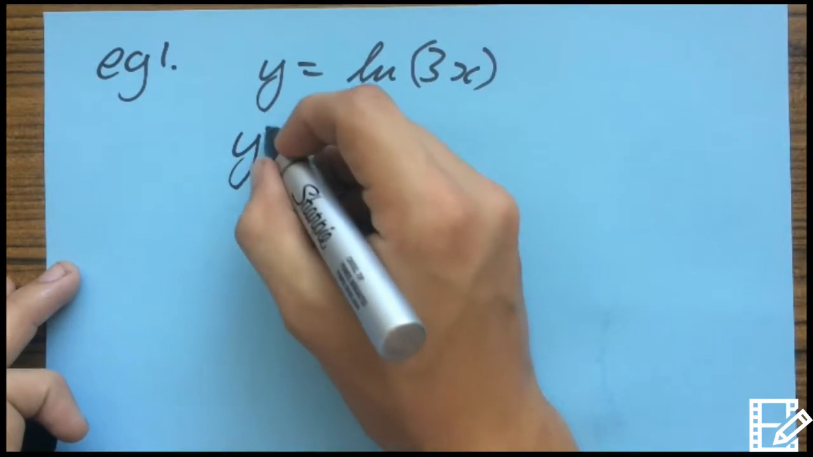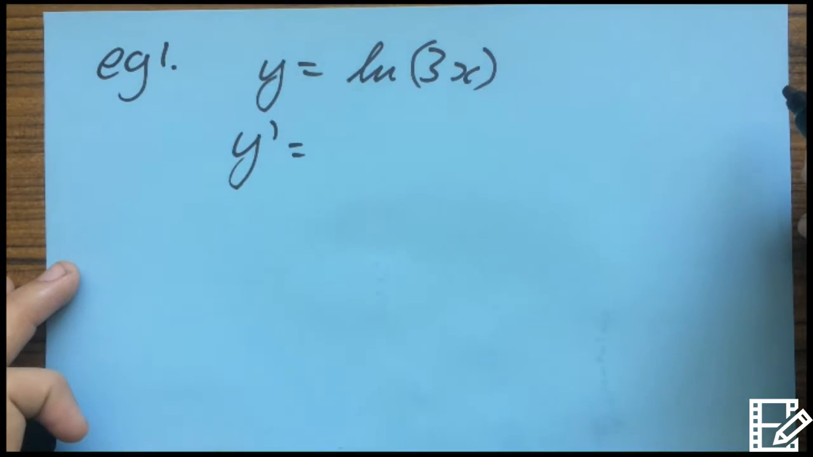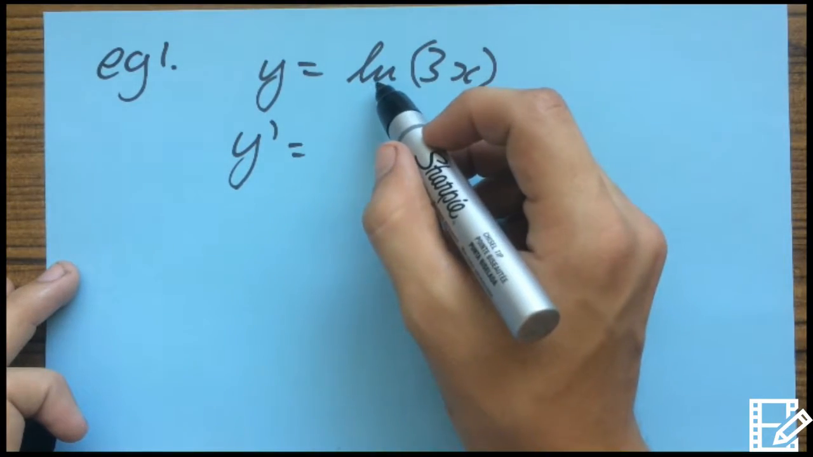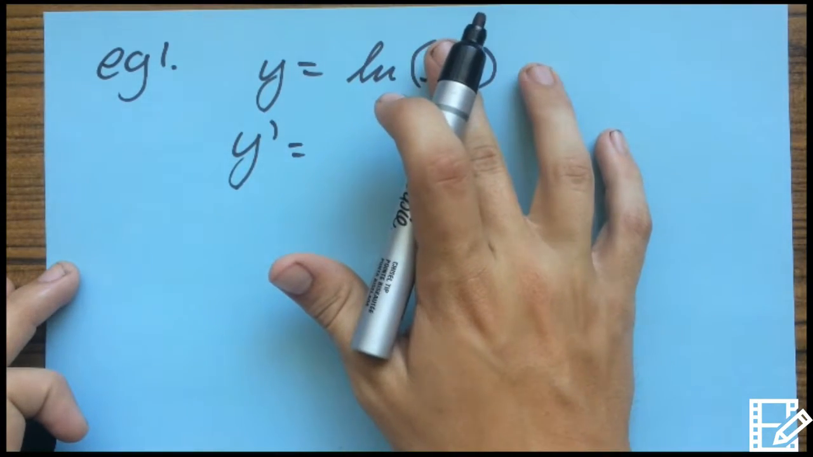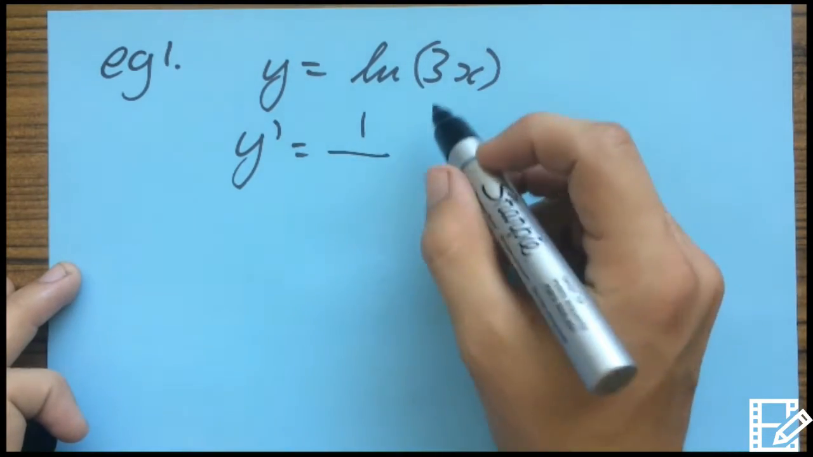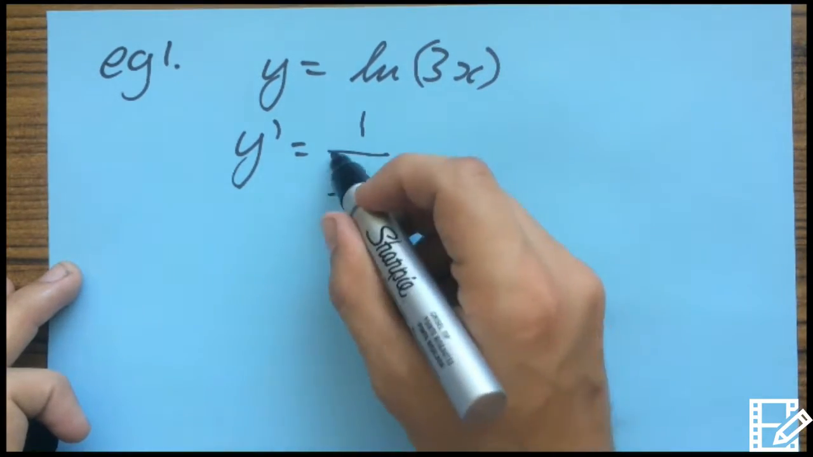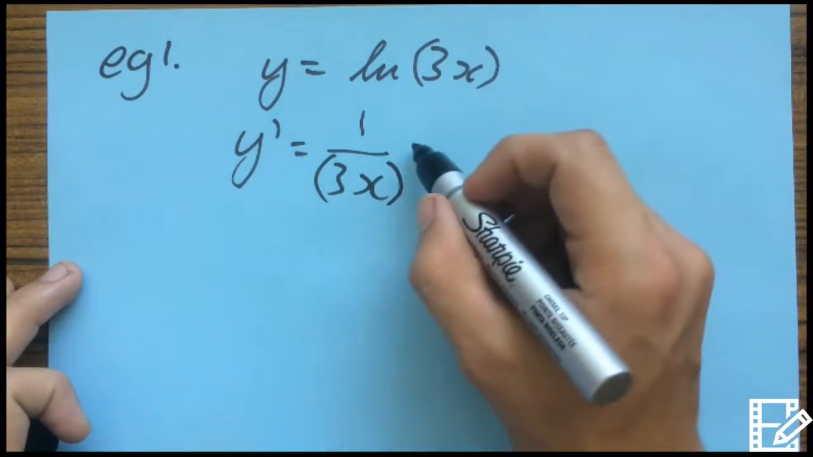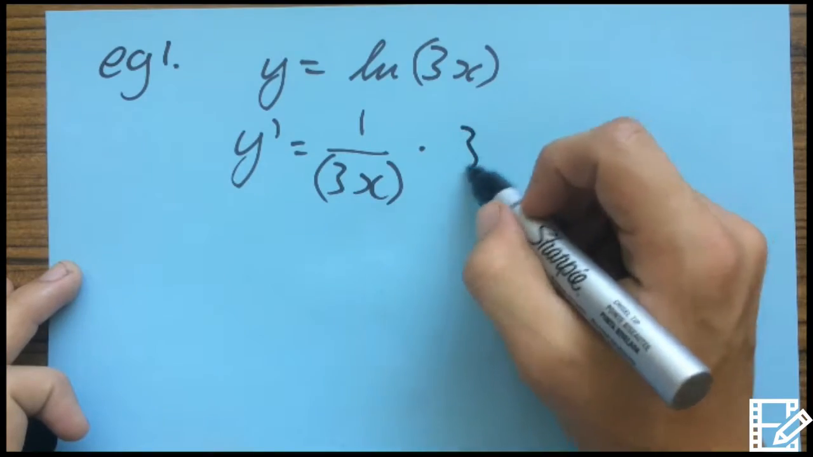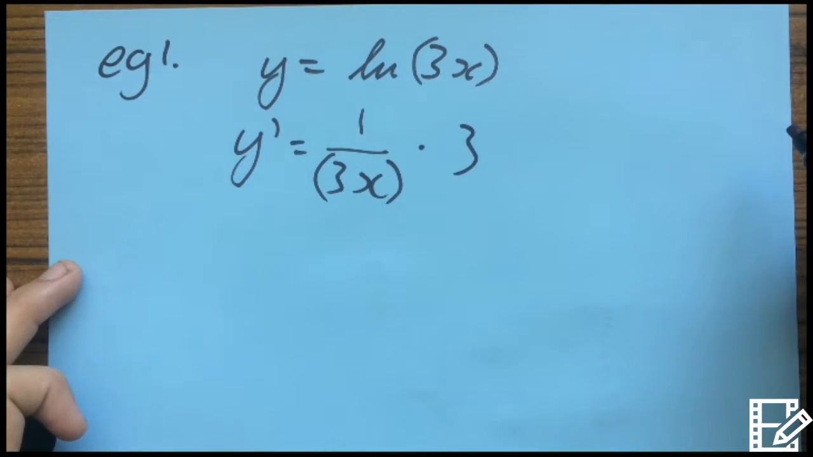So, same way we did the derivative when we follow the chain rule every other time. Derivative of the outside, which should just be ln of whatever's in the brackets. The derivative of ln is 1 over whatever's in the brackets, multiplied by the derivative of the inside. The inside being 3x, the derivative being 3.